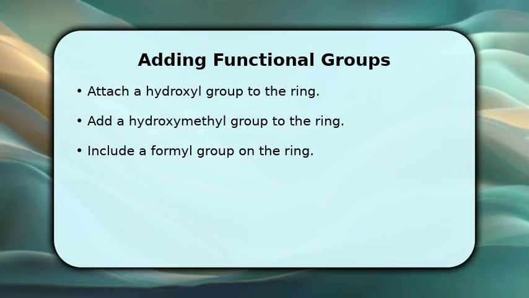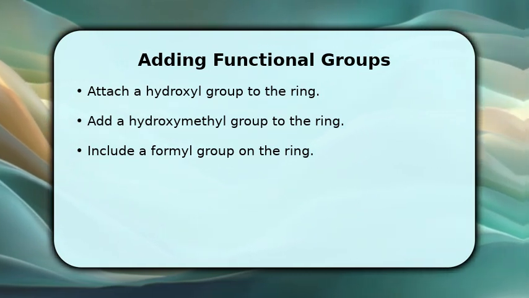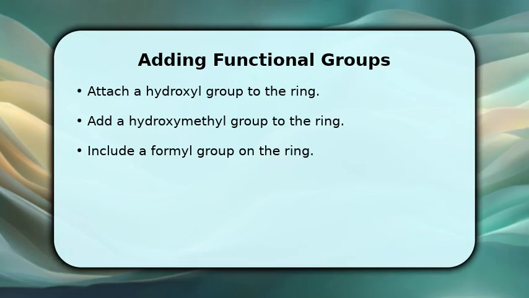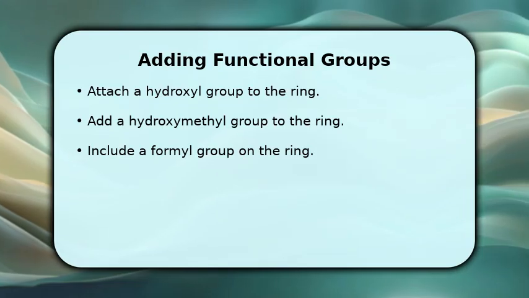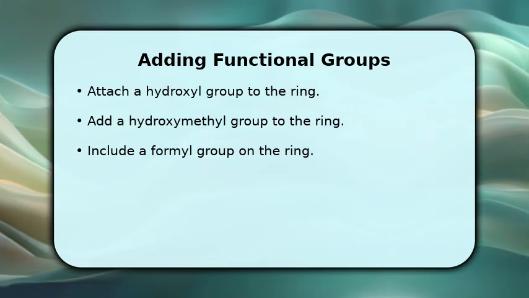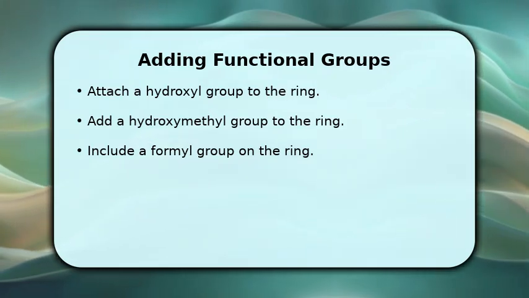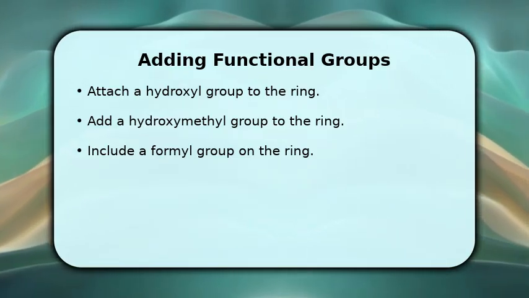Now, let's add the essential functional groups that define vitamin B. First, attach a hydroxyl group, an oxygen and hydrogen, to one of the carbon atoms on the ring. Next, add a hydroxymethyl group, which is a CH2OH structure, to another carbon. Finally, include a formyl group, a CHO structure, to complete the key attachments. These groups are crucial for its biological activity.